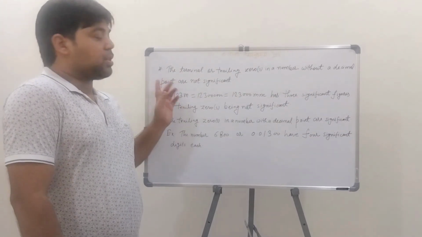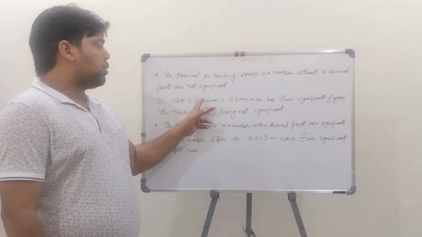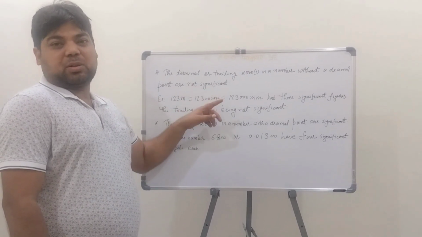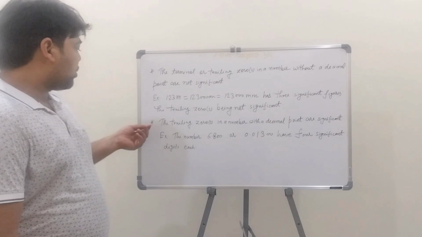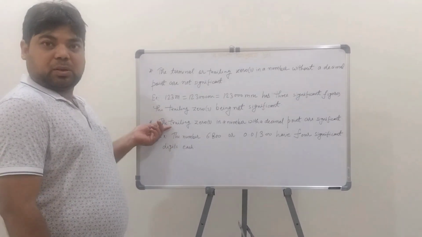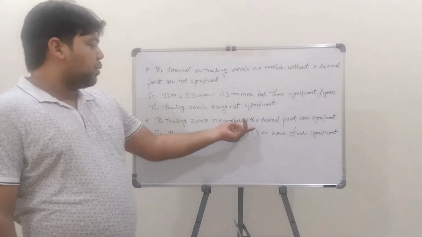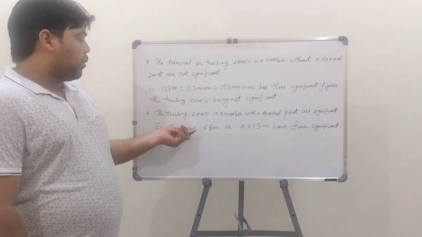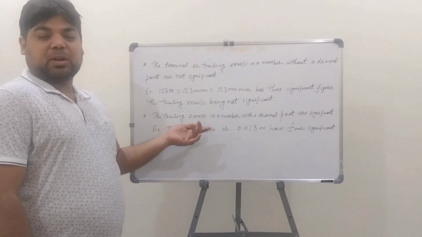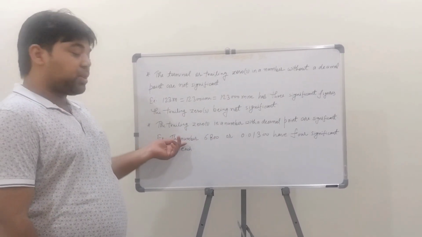So the only significant digits are 1, 2, 3, whereas the other digits which arise because of the change of units are not significant. Now let us go to another statement. Number 5: the trailing zeros in a number with a decimal point are significant. If you have a decimal point and after that you have trailing zeros, those will be significant. Let us take an example to understand that.